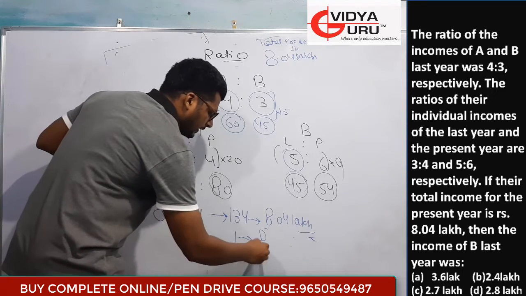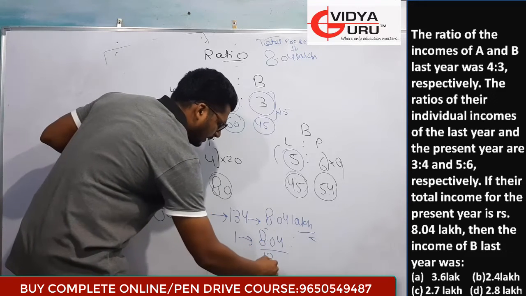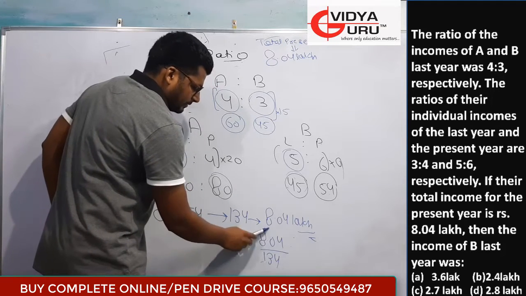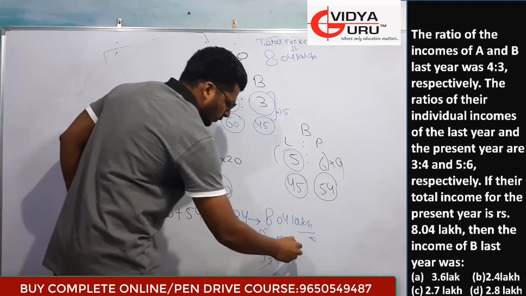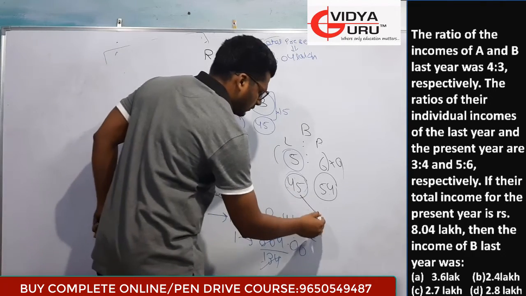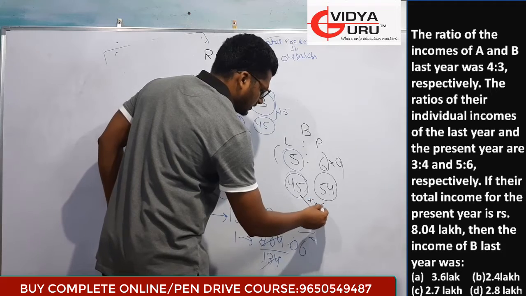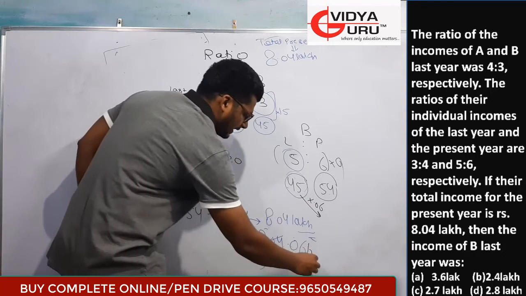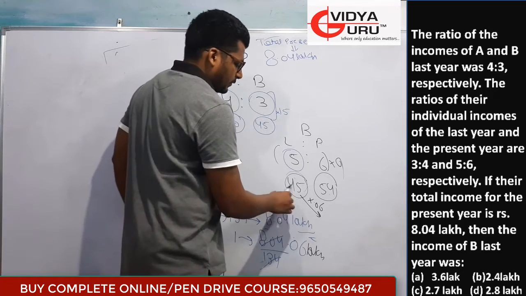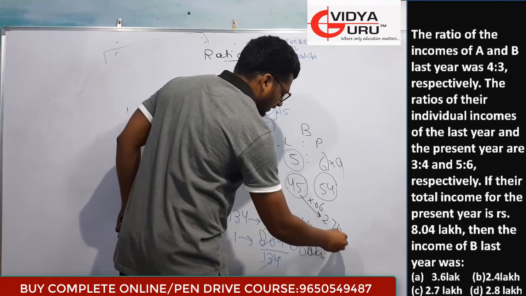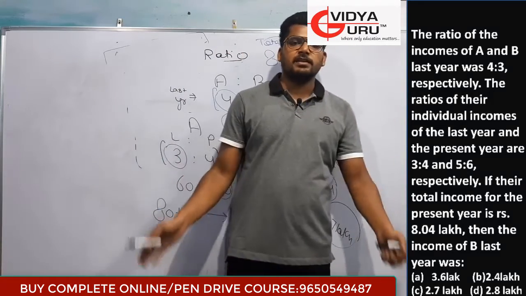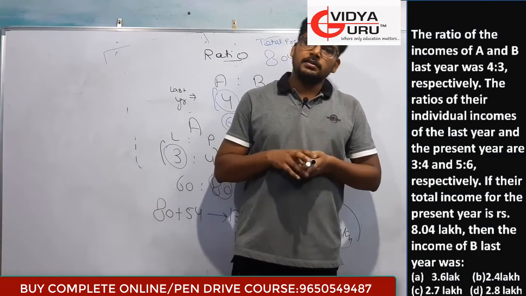Value of 1 will be 8.04 by 134. We can cancel it, it is 6 times 134, so it will come 0.06. So what will be the value of B's last year income? 0.06 lakh times 45. 6 times 5 is 30, 24, so 2.7 lakh. So B's last year income is 2.7 lakh, which is option number 3. Thank you.